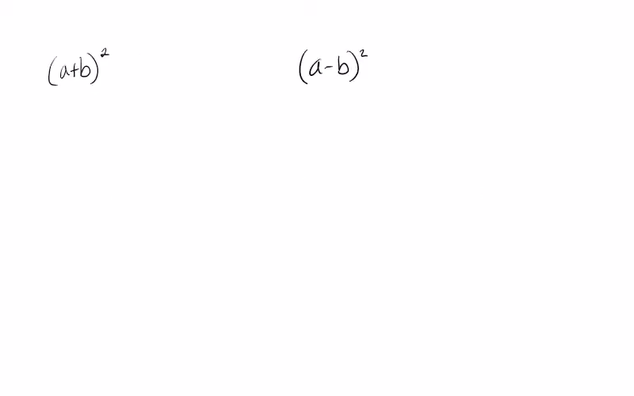Section 4.7, Special Products. So we're going to multiply polynomials one more time. We've been doing this a fair amount. So this is our last section for multiplying polynomials. And then we'll talk about dividing polynomials for the next two sections, or the next two lessons at least. All right, so first let's talk about what happens when we square a binomial, okay?